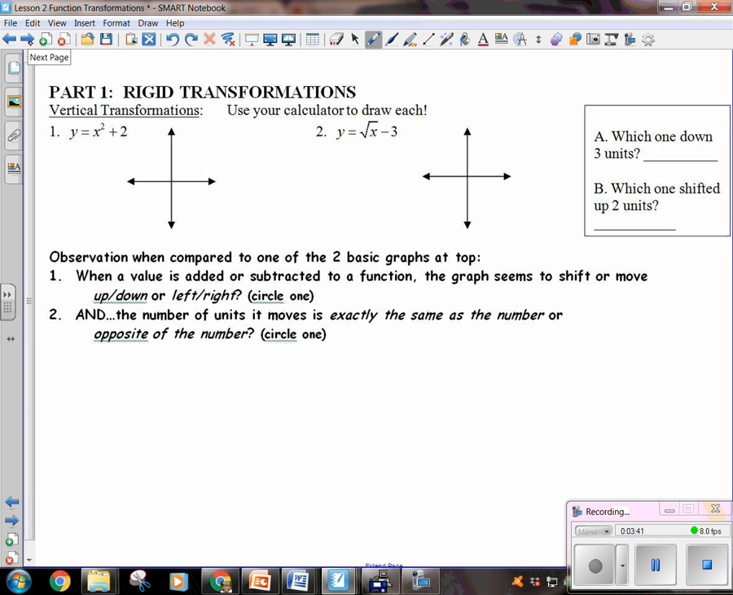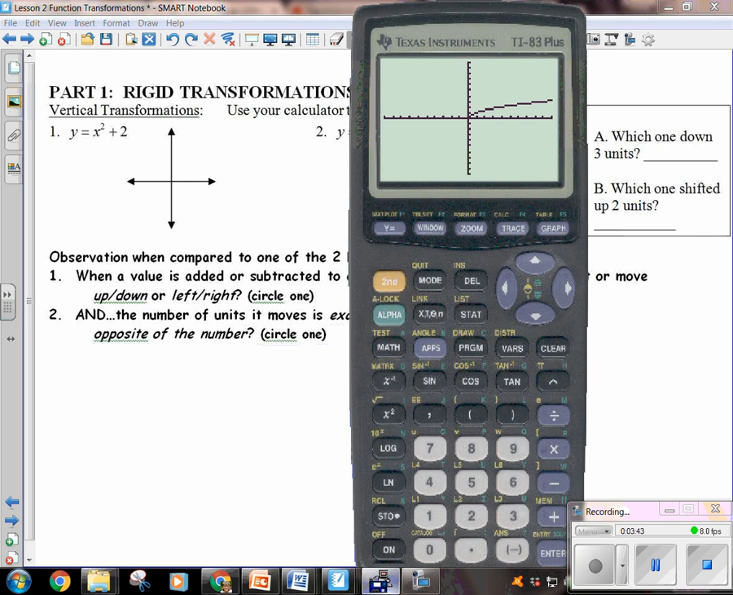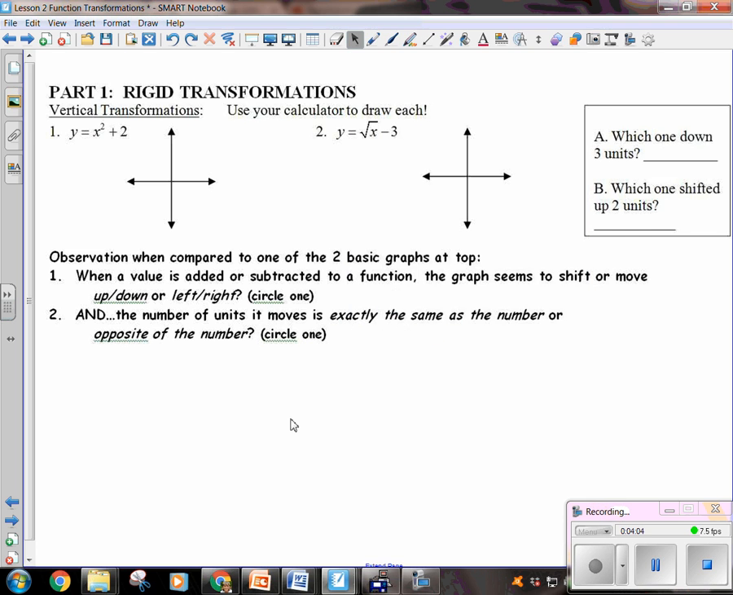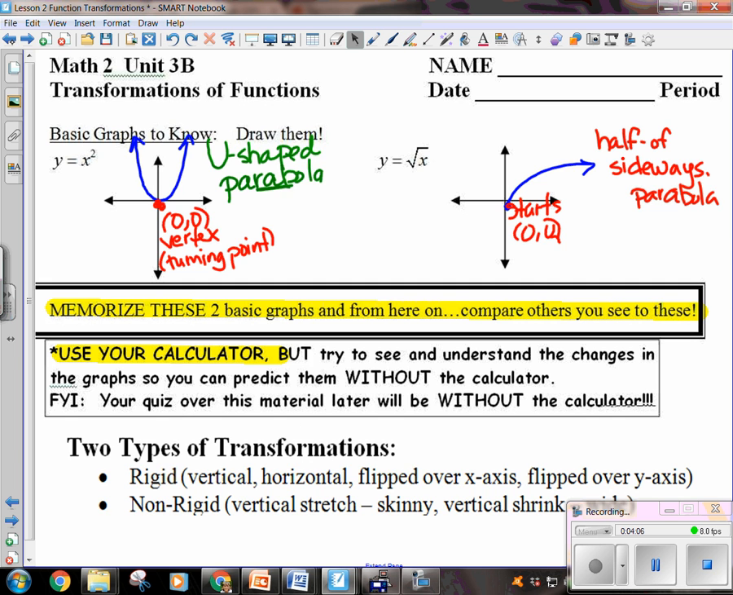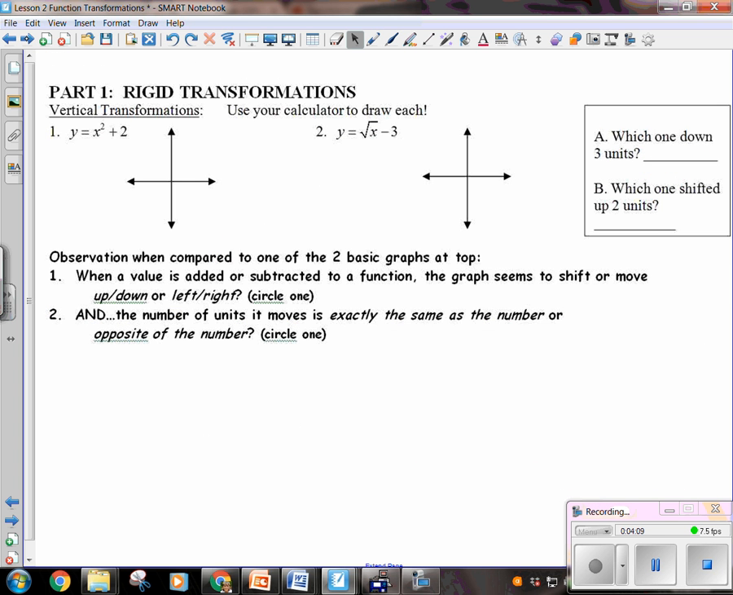All right, so what I want you to do next is put in number 1 in your calculator. Number 1, I'm going to type in x squared plus 2. And then I'm going to look at the graph and see if anything changed. Remember, we said we're going to compare the changes we see here to the one on the previous page. So let's go back and look at what happens when we say plus 2 on it.